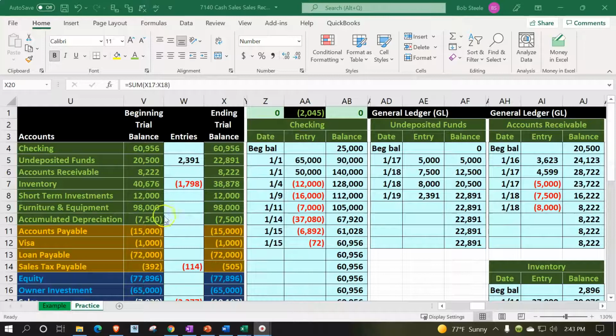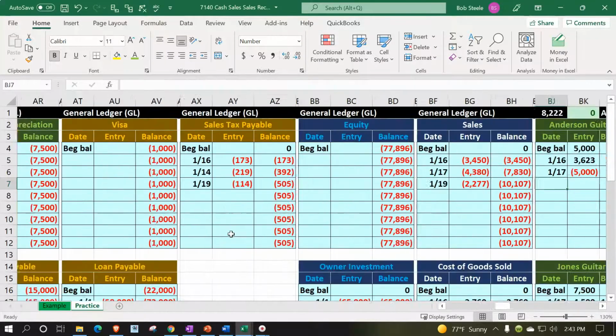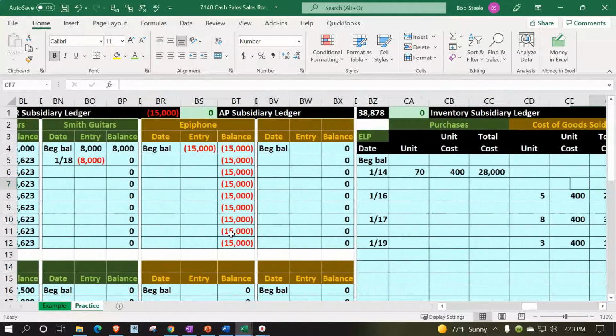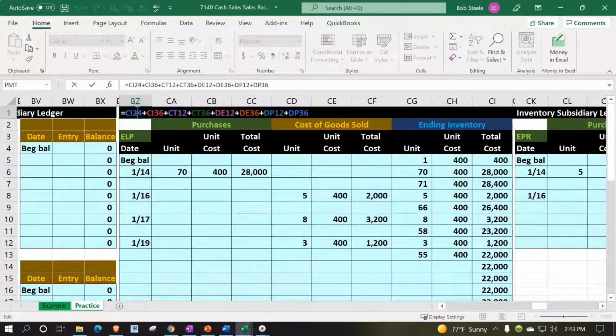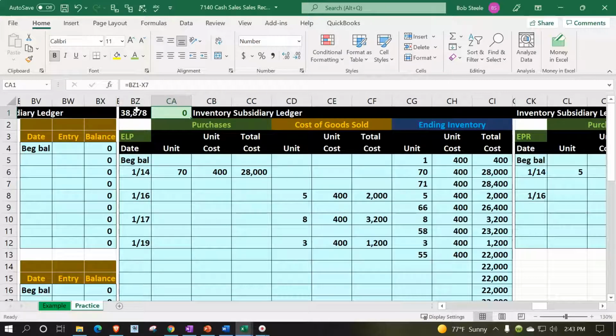Now let's take a look at the subledger, and see if that ties out. It should be at the 38,878. All the way to the right for inventory. We should be back in balance over here. Back in the balance. There it is. So the 38,878. We're back in the balance. Back in the balance with the green zero.